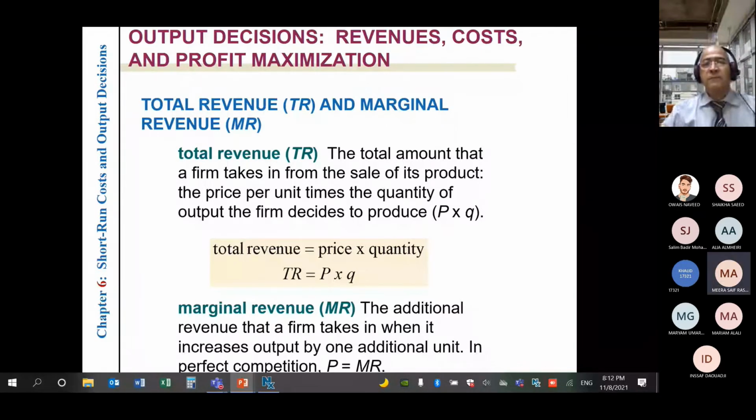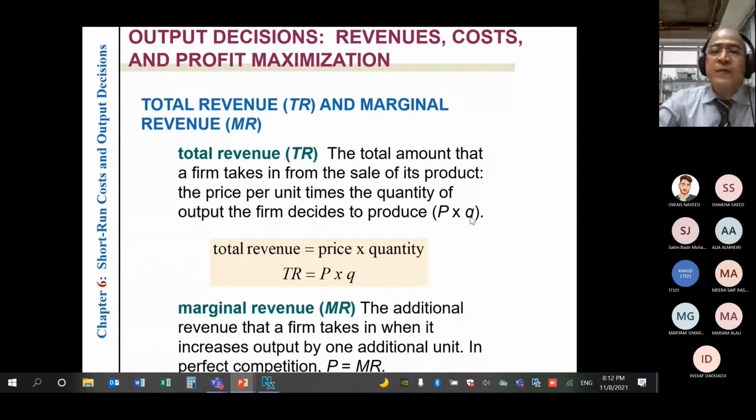Total revenue: the total amount that a firm takes in from the sale of its product, the price per unit times the quantity of output the firm decides to produce. Okay, so assume Khalid produced and sold 10 kilos of tomatoes. He sold each kilo at 5 dirhams. So what is his total revenue, or the market value of his sales? 5 times 10 equals 50. So this is total revenue. Khalid sold tomatoes worth 50 dirhams. This is called total revenue.